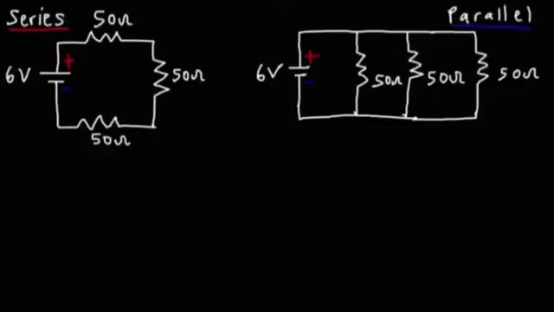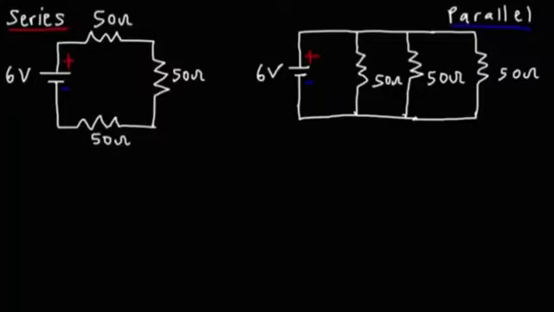Now, let's solve the series circuit and the parallel circuit. The series circuit on the left, the reason why it is a series circuit is because there's only one path for the current to flow. So those 3 resistors are connected in series. On the right, the current has multiple paths to flow. It can go through the first resistor, it can go down through the second or the third. And so that's the difference between a series or parallel circuit.